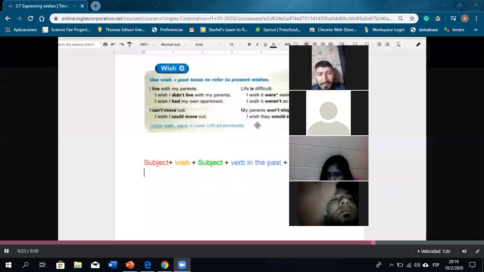And the last example, my parents won't stop worrying about me. Well, what happens here is that I'm using a contraction there. So my parents won't stop worrying about me. In that particular case, I'm going to turn will not into would, right? So I wish, and in this case, subject, my parents would stop, and then whatever complement, right?